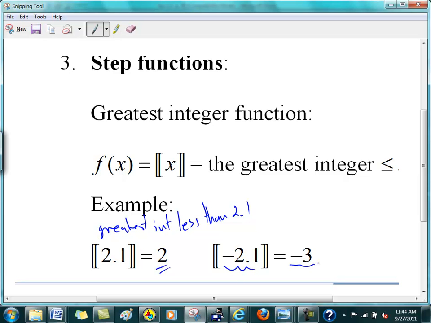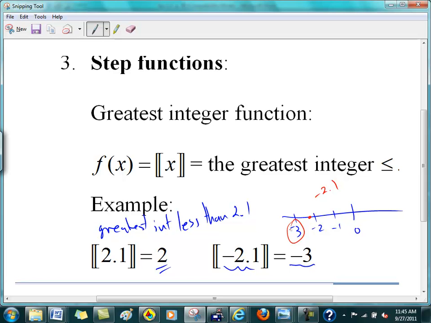Does everybody see that? Do you want me to explain that? So if you put things on a number line, here's 0. Here's negative 1, negative 2, negative 3. And your number is negative 2.1, which is somewhere out here. Then you can see it very clearly what the greatest integer is that's less than negative 2.1, right? So negative 3.